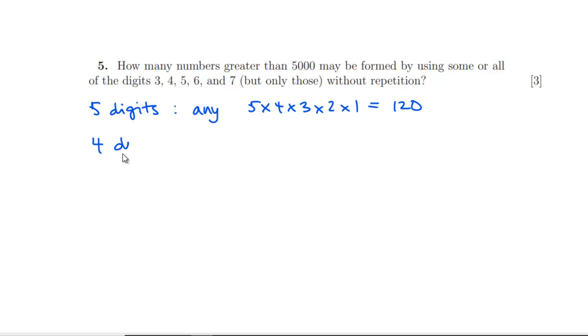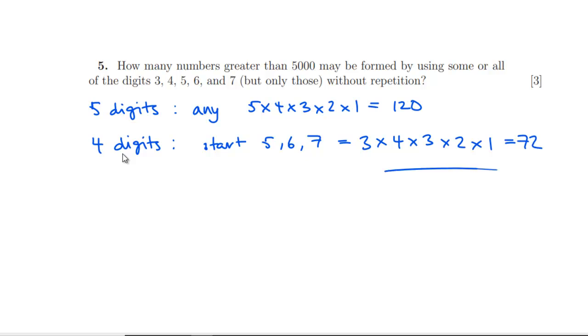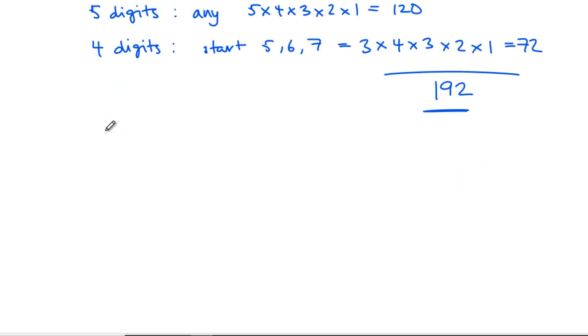If we've got 4 digits, then we need to start with 5, 6, or 7, and then we're all right after that. So that will be 3 times, because you can only pick one of those. So we've got 3 options for the first one, but then times 4 times 3 times 2 times 1. So that's 12 times 6, which is 72. So that leaves us with 192. Okay, that was fine. An interesting question, that one.